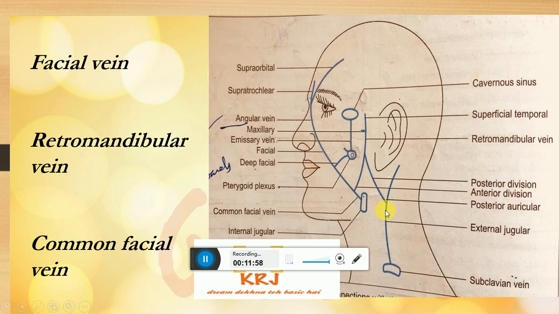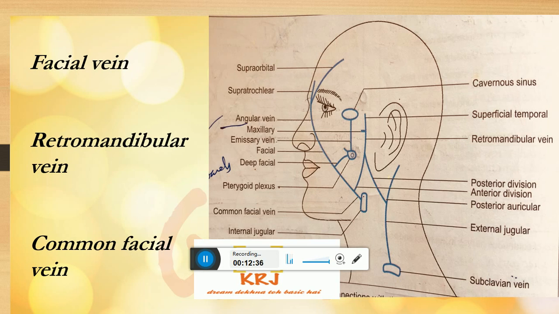And just learn this diagram by heart. This is really very important. If you know this diagram, then venous supply is at your fingertips, trust me. So the external jugular vein is formed by the union of the posterior division of the retromandibular vein and the posterior auricular vein, and it ends by opening into the subclavian vein.